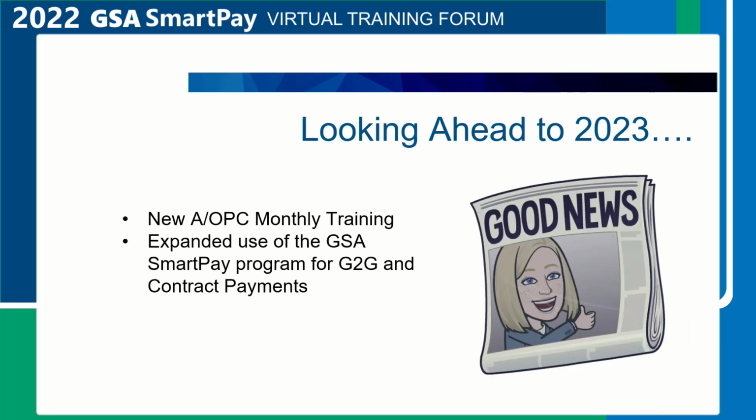About once a month, the Center for Charge Card Management has been offering a variety of different training classes and topics specifically for new AOPCs. For example, tokenization, tax exemption, Tier 1 and Tier 2 offerings, the GSA Smart Pool, contract payments, and refunds, to name a few. New training classes will be announced each month to the AOPC community.